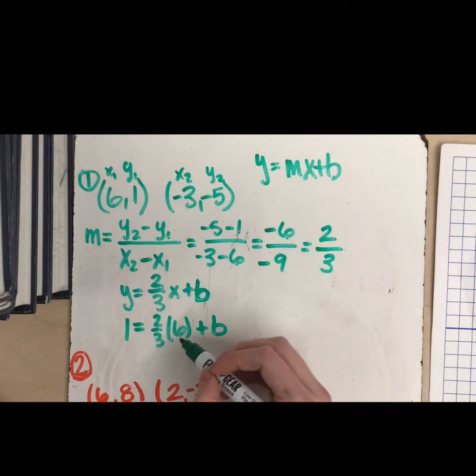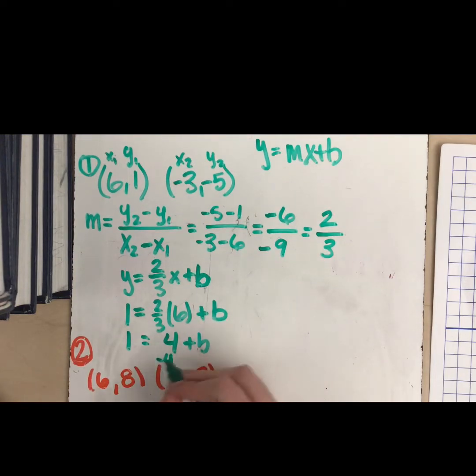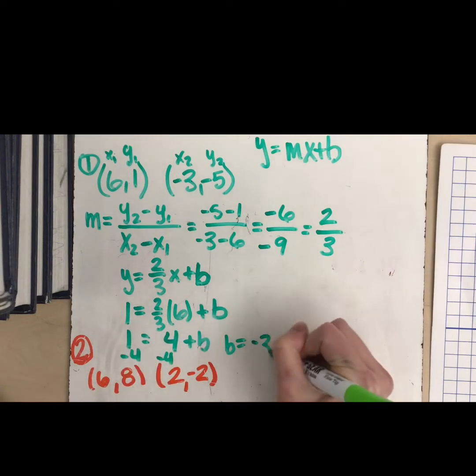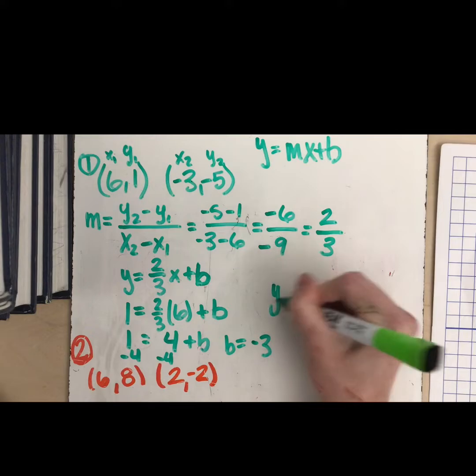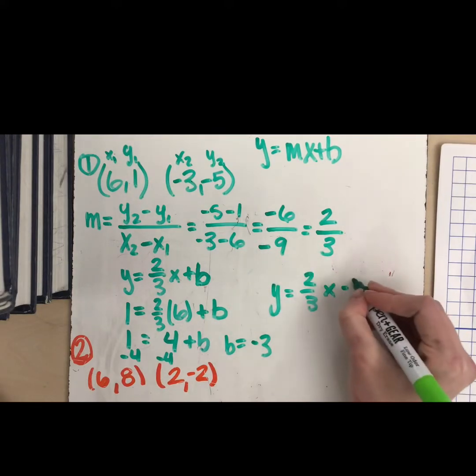Well, 2/3 times 6 would give me 4. And to get b by itself, I subtract 4 from both sides. So I get b equals 1 minus 4, which is -3. So I would say that my equation for this one is y equals 2/3 x minus 3.